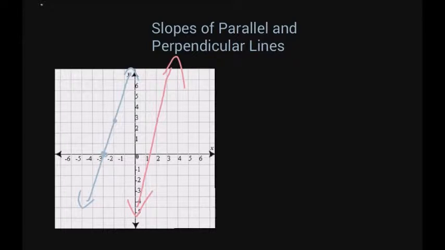Alright, we're going to talk about slopes of parallel and perpendicular lines. So I got two lines there, the blue one and the red one. We're going to start with the blue one. In order to know if the lines are parallel or perpendicular, first you need to know their slopes. So that blue line, let's find the slope.